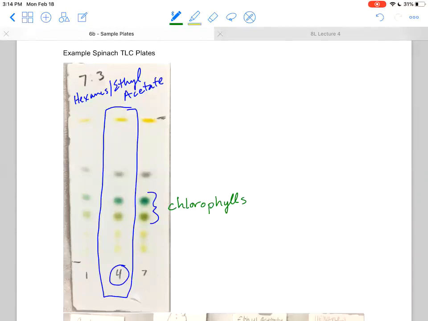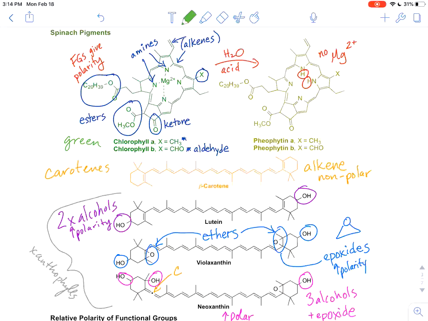Now we're going to be looking to see if we can tell the two apart. There was chlorophyll A and B. Now check it out. Chlorophyll A has just a methyl group in that X position, whereas chlorophyll B has an aldehyde. And because it has a carbonyl, an oxygen, you would expect chlorophyll B with the aldehyde to have a greater polarity.